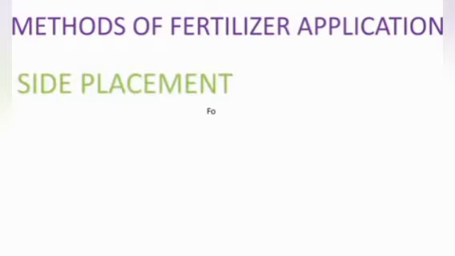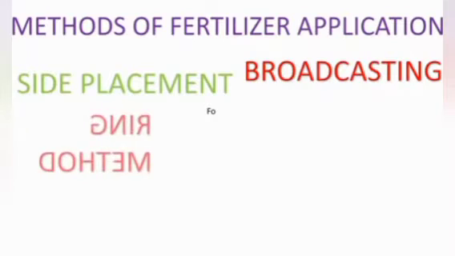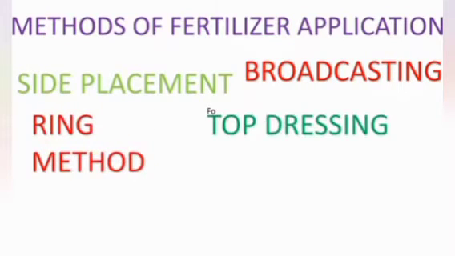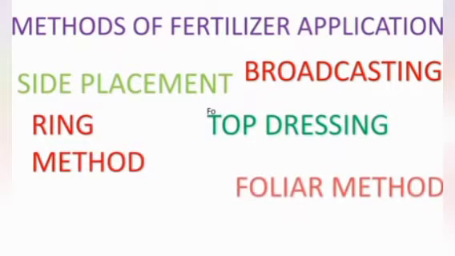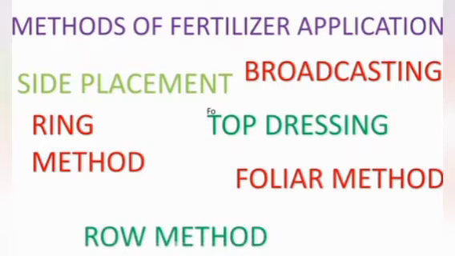Then I have the methods of application of fertilizer. Now we have the side placement. You put it by the side. Broadcasting, you just scatter them. Then I also have the ring method. You put it around the crop that you have planted. Then the top dressing, you put it at the top of your ridge or heap. Then also similarly, foliar method, you use water to apply fertilizer. Then the row method, you put it in between the rows.